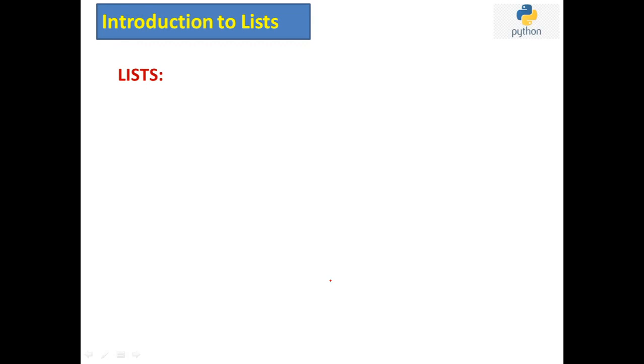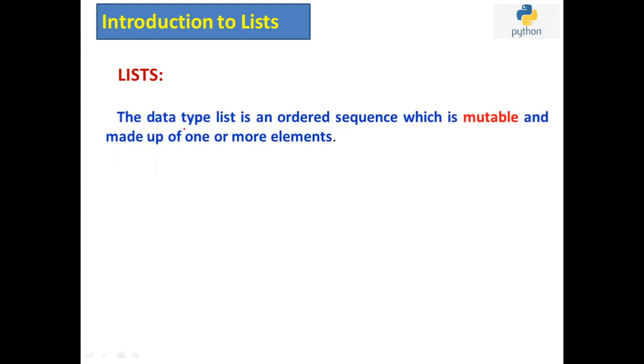Now, what do you mean by lists? What are lists? We know that a list is an ordered sequence of elements of similar type or mixed type. Let's check. It is a data type, an ordered sequence which is mutable and made up of one or more elements. Two important things are here: it is an ordered sequence, and elements of a list are modifiable.